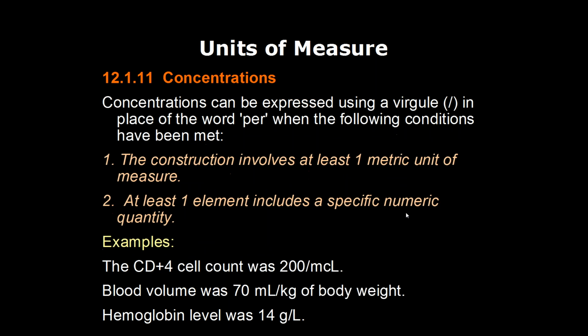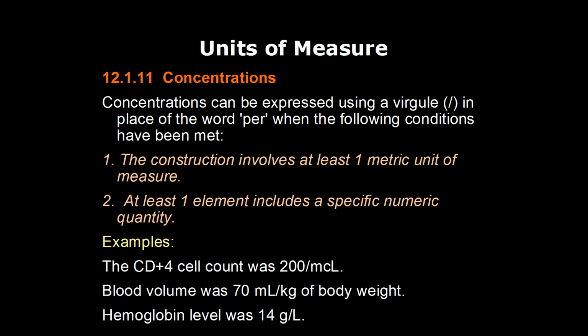Okay. Let's move on. Concentrations. This is where it gets a little bit more interesting. Concentrations can be expressed using a virgule, the forward slash, in place of the word per dictated when the following conditions have been met. The construction involves at least one metric unit of measure, and at least one element includes a specific numeric quantity. So there has to be a number and there has to be a metric unit.